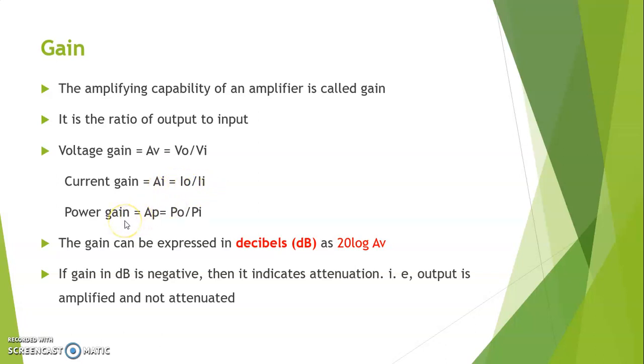Similarly for power gain. Basically, this is a unitless quantity, but it can be expressed in decibels by using 20 log and the term of gain. If the gain in decibel is negative, then it indicates that there is attenuation, that is, the output will not be amplified.